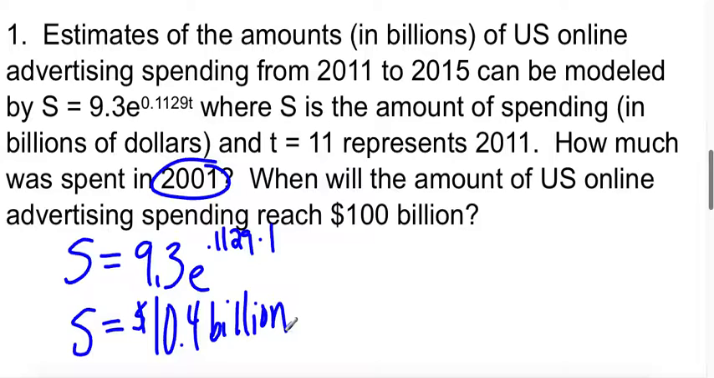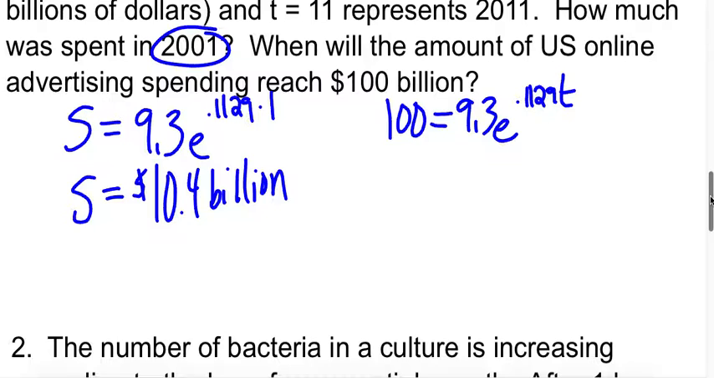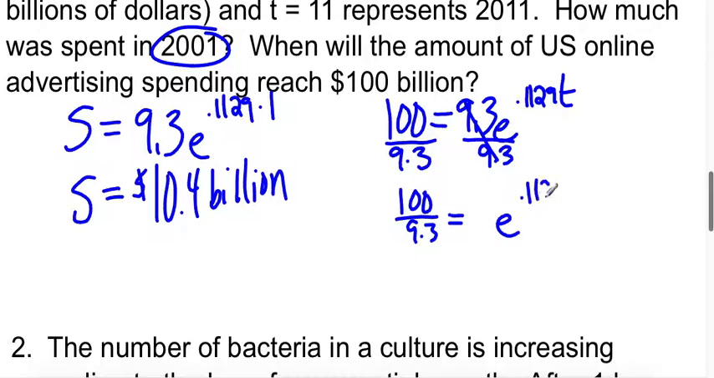Okay, second question. When will the amount of advertising reach 100 billion? So we want to know, when is our spending going to reach 100 billion? So we have 9.3 e to the 0.1129t. We want to solve this for t. The first thing we're going to do is divide both sides by 9.3. I am not going to put anything in my calculator until the very end because I don't want to introduce any rounding error. So I'm just going to leave that as 100 divided by 9.3, and we have e to the 0.1129t.